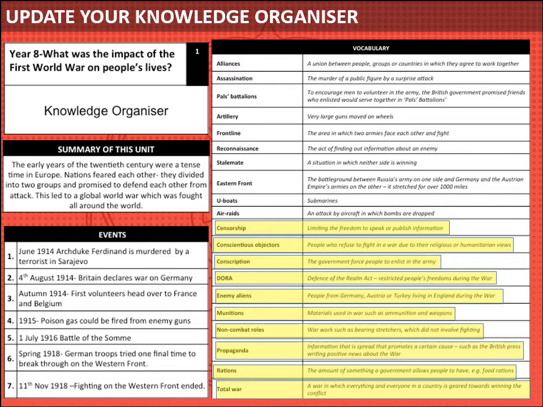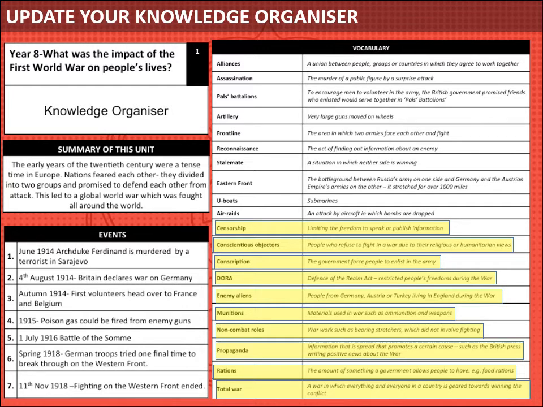Munitions, materials used in war such as ammunition and weapons, and famously the women took over the responsibilities of preparing these in the factories while the men went to fight. Non-combat roles, war work such as bearing stretchers which did not involve fighting. Propaganda, information that is spread that promotes a certain cause, such as the press writing positive news about the war and not relaying the actual reality of the war on the Western Front.